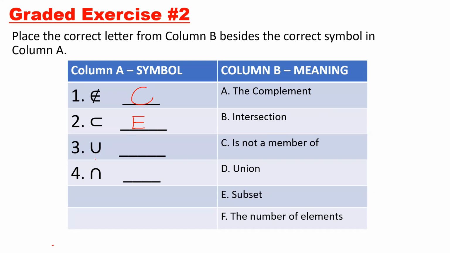D. Union. Very good. How do you know it's the union? This is a capital U. All right. Then number 4, the last one, is what? Intersection. Very good. What letter is that? That's going to be B.